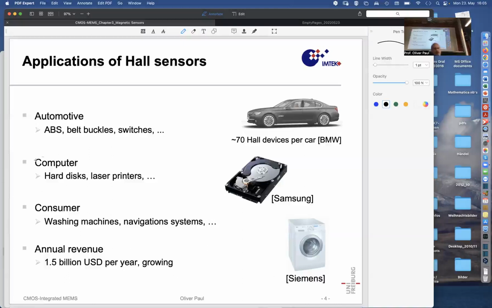Then obviously you also have Hall sensors where subtle magnetic fields need to be measured, like in hard disks, the traditional way of storing magnetic information with magnetic bits that can be read. Hall sensors are in use there to some extent, although giant magnetoresistive devices and tunnel magnetoresistive devices are much better at doing that. Then laser printers and consumer goods: you would think, what should a Hall sensor, a magnetic field sensor, do in the washing machine? Is there any magnet being washed in the machine? No, that's not the purpose.